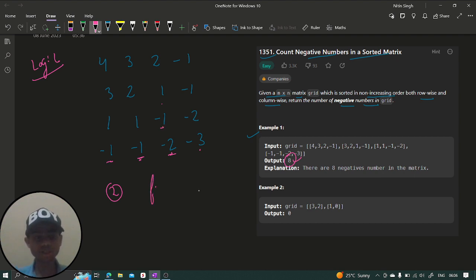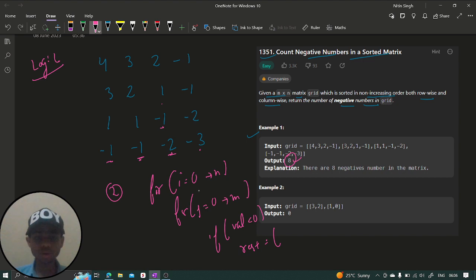So here the logic is going to be like this. We say for i from 0 till n, and inside that for j from 0 till m, and if that value is negative, less than 0, what are you going to do? You are not going to add 1 to the result. You are going to add m minus j to the result, which tells how many numbers are present next to this particular cell. And once we add it, we break and move to the next row.